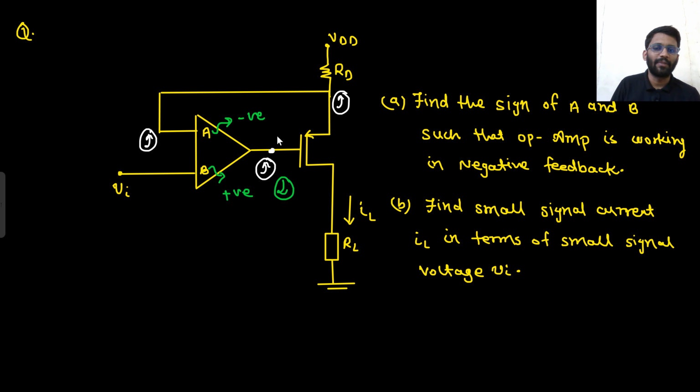Or there is one very simple method. From here to here, how much phase shift is there? 0 degree. But you need total 180 degree phase shift. In negative feedback, we need 180 degree phase shift. This we have already studied in feedback amplifier.